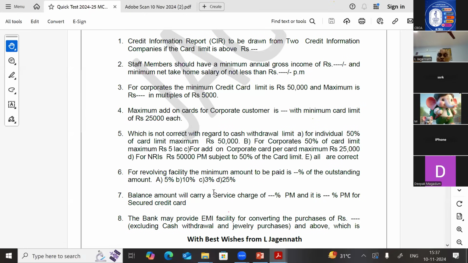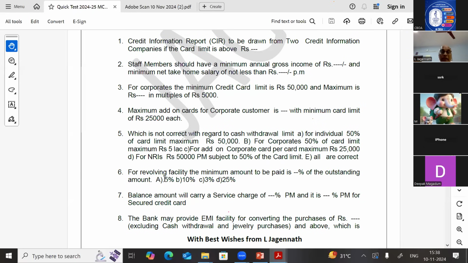Question number 6. For revolving facility, the minimum amount to be paid, I told you, you can go in for a revolving facility. If the customer has not opted for revolving facility, the entire amount he has to pay. What is the type of that card called, sir? That is called charged card. In the first slide, I told you, charged card. If revolving facility is opted for, he has to pay minimum 5% of the outstanding amount. Question number 6, answer is A.